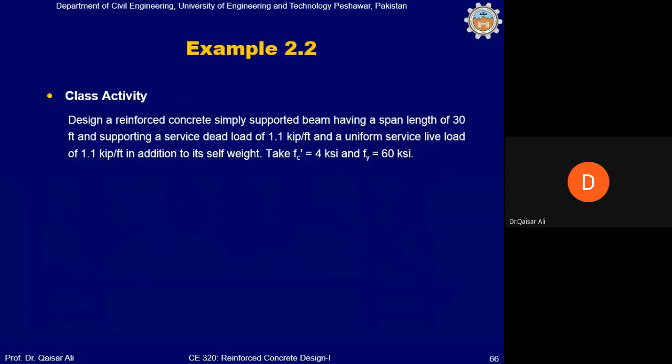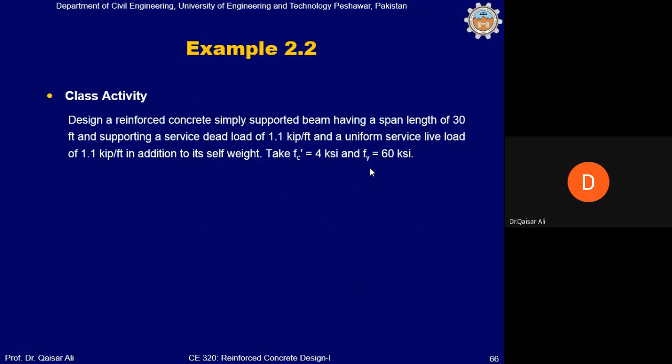Okay, I will give you some home assignments. This is not a typical home assignment that you have to submit, but a class activity. You can design a reinforced concrete simply supported beam having a span length of 30 feet and supporting a service dead load of 1.5 kip per foot and a uniform service live load of 1.1 kip per foot in addition to its self-weight, with f'c and fy given. Now you can practice this.